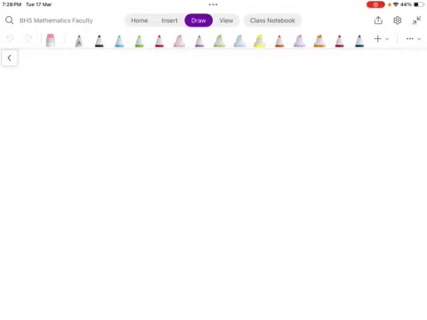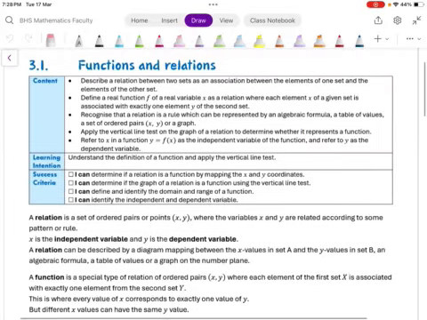Hi Year 11, today we're starting the topic of functions and graphs, and we're looking at functions and relations. We have our syllabus dot points at the top, and our learning intention is to understand the definition of a function and apply the vertical line test.